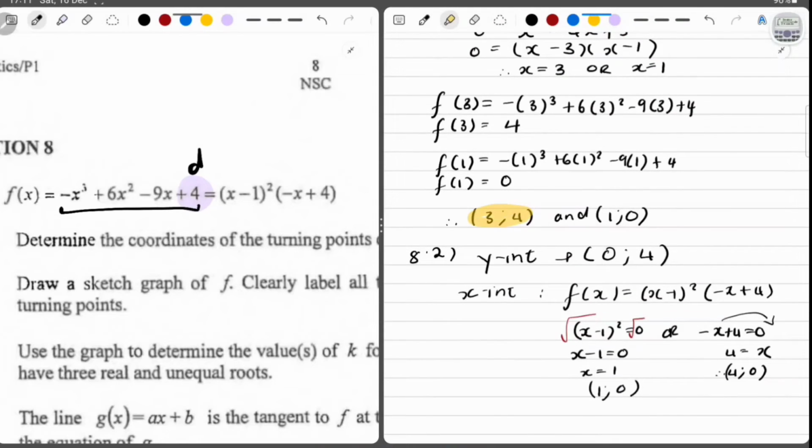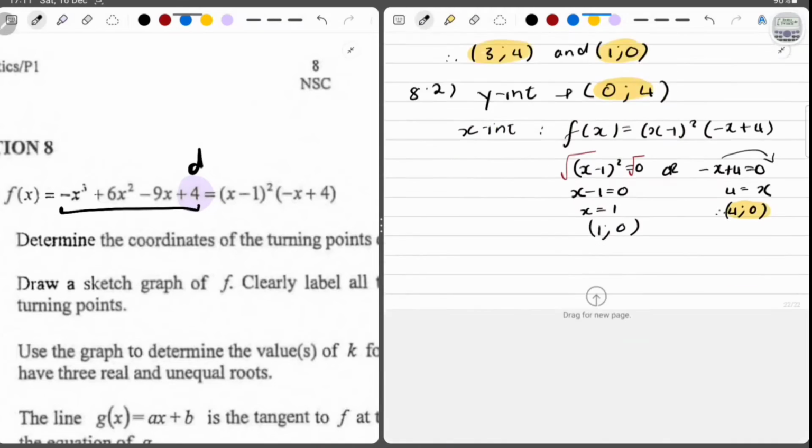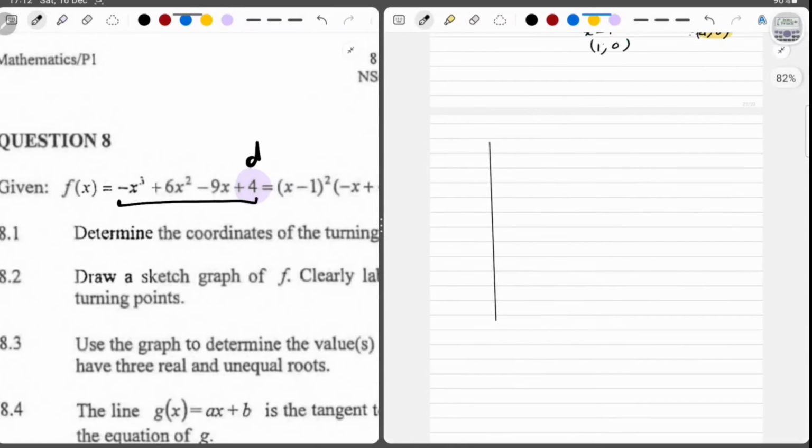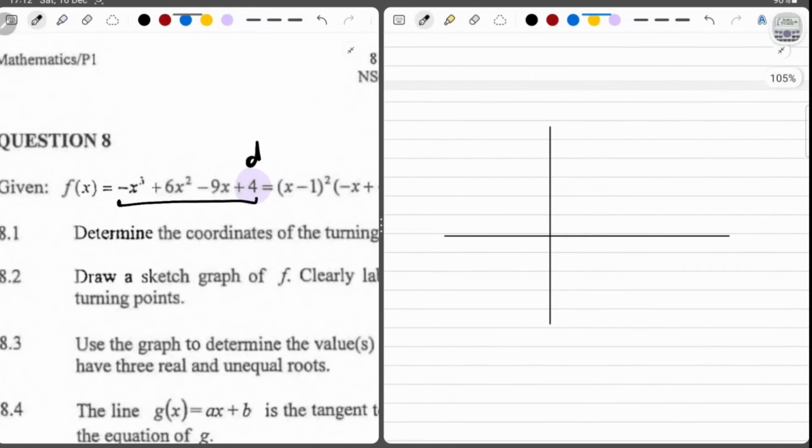So we have everything we need. We have our turning points, we have our y-intercept, and we have our x-intercepts. I'm just highlighting that because we already have that there. So just go ahead and draw your graph. To draw the graph, let me draw a set of axes, a y-axis and an x-axis. Here's our y-axis, and that's our x-axis. I'm not even going to draw numbers on it because it's really not necessary.